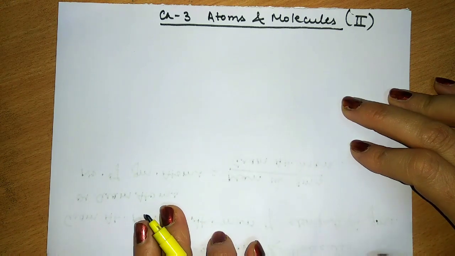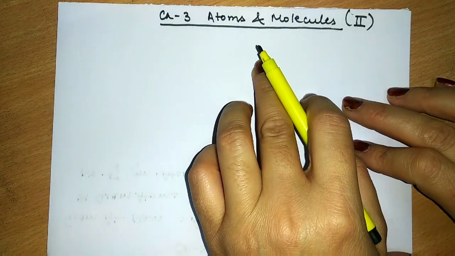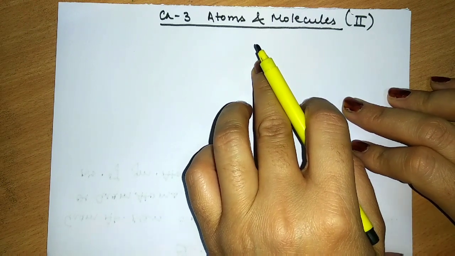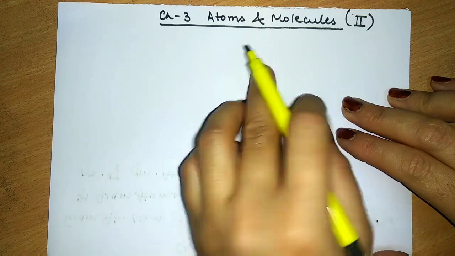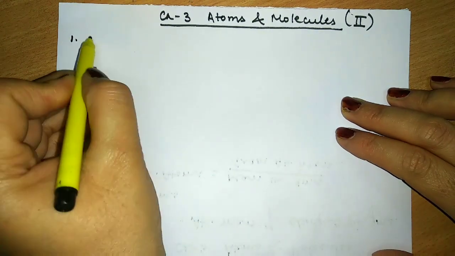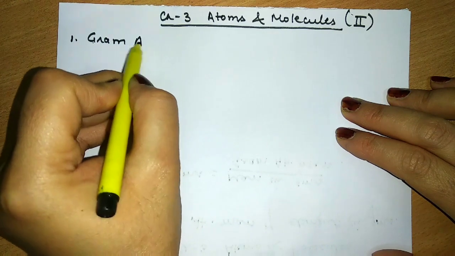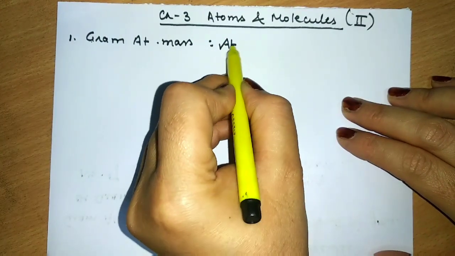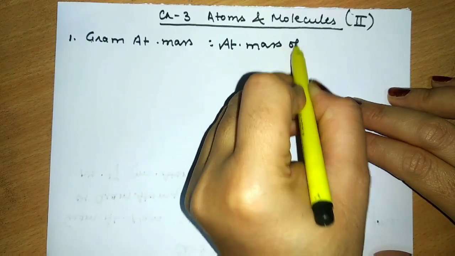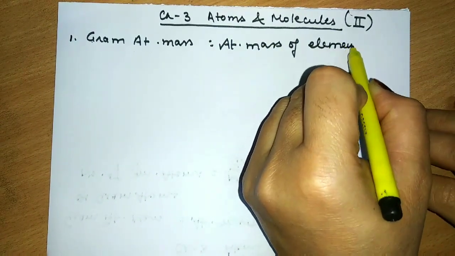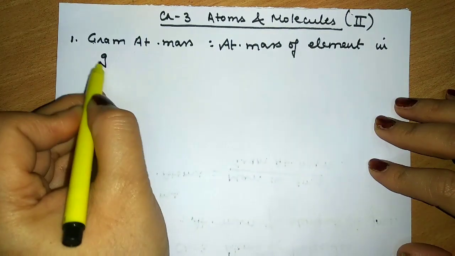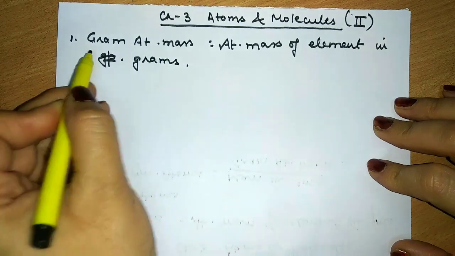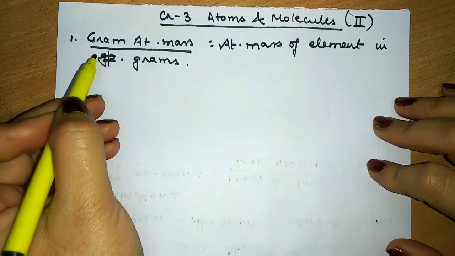In the previous video, that means the first part of this chapter, I explained relative atomic mass and atomic mass unit. Today we'll discuss a few definitions, like gram atomic mass. So what is gram atomic mass? It is basically defined as the atomic mass of any element in grams. If I take the atomic mass of any element in grams, I call it gram atomic mass.